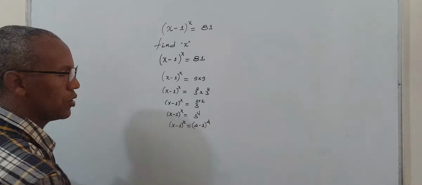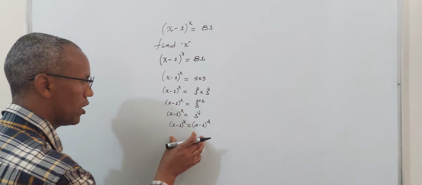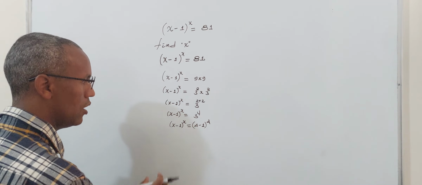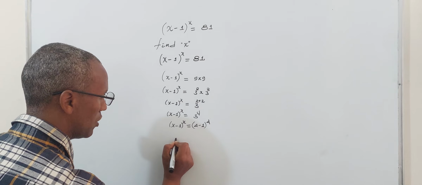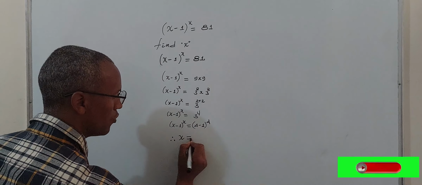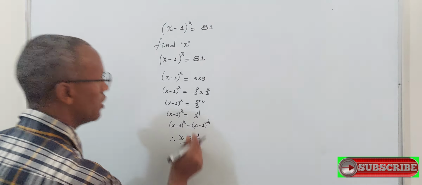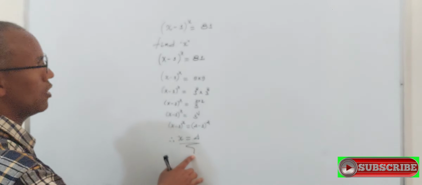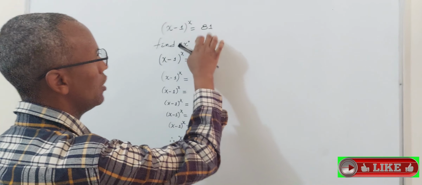To the power of 4, okay? So using the comparison rule, if you look at this very carefully, you can get that, therefore, x is equal to what? 4, okay? That is the exact solution for this exponential equation.